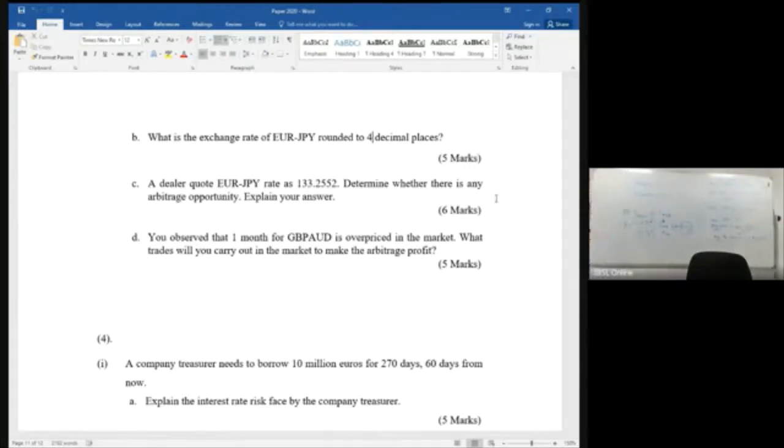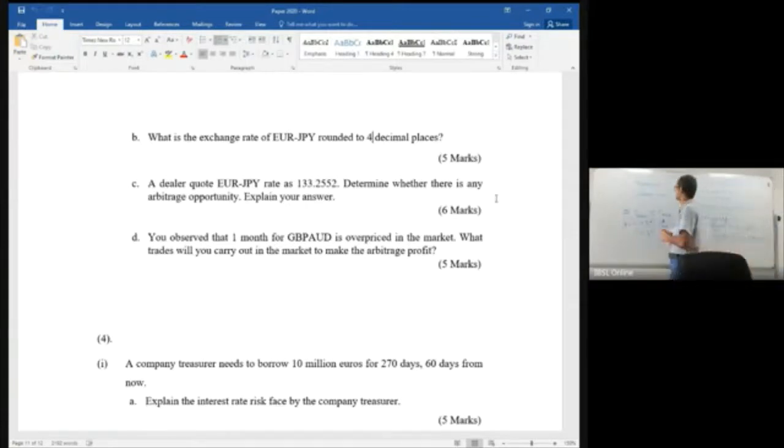The triangular arbitrage is the question in part C, where we have three currencies: Euro, USD, JPY in the previous question. This involves cross currency. If there's any difference in three exchange rates for three currencies and three currency pairs, Euro dollar, dollar yen, and Euro JPY, then it is a triangular arbitrage.